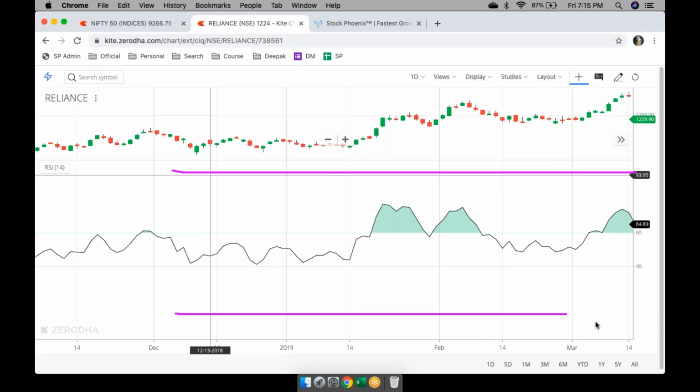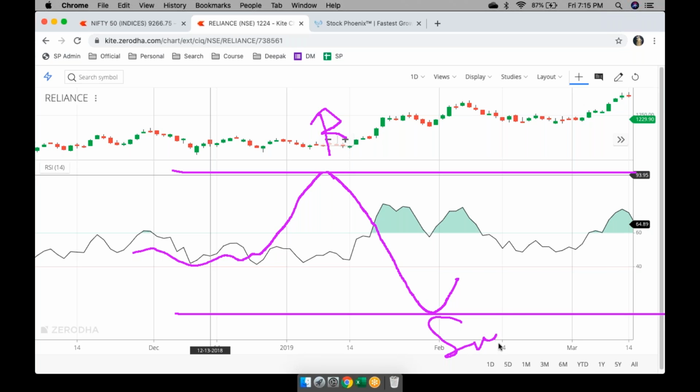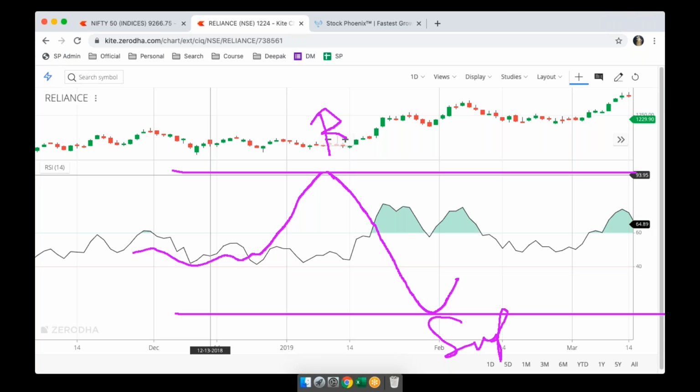So what we expect is, if there are two lines, when the RSI is traveling and touching this place, it will act as a resistance. As I told you, this RSI 60 will act as a resistance, and when it comes down, this RSI 40 will act as a support. Is that clear? How to use RSI?